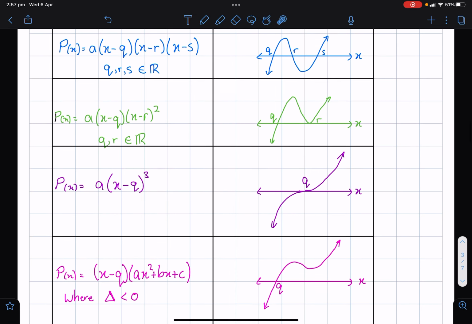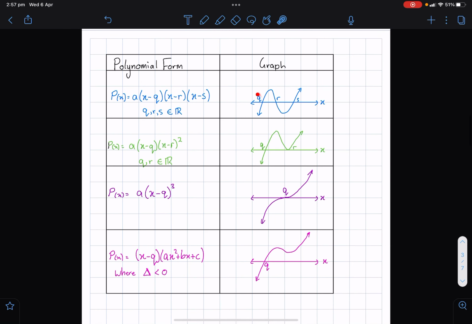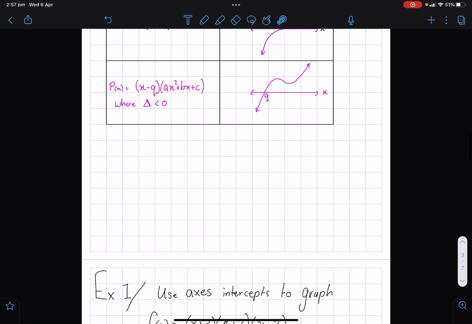So hopefully you noticed that in all 4 of these versions, we have at least one real root that cuts through the x-axis, okay? So let's go through an example.